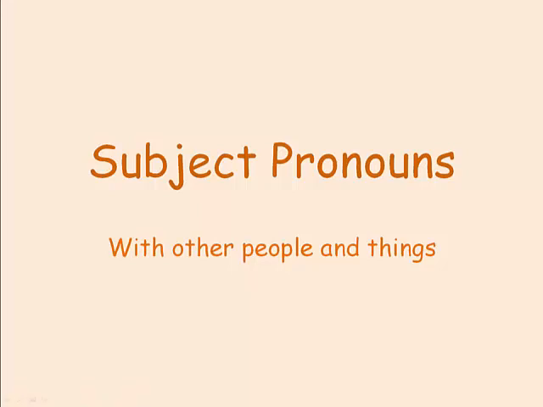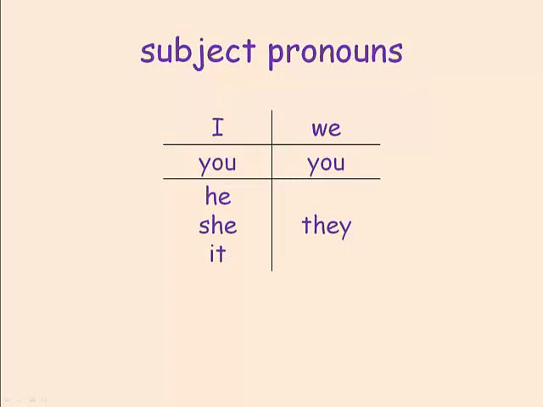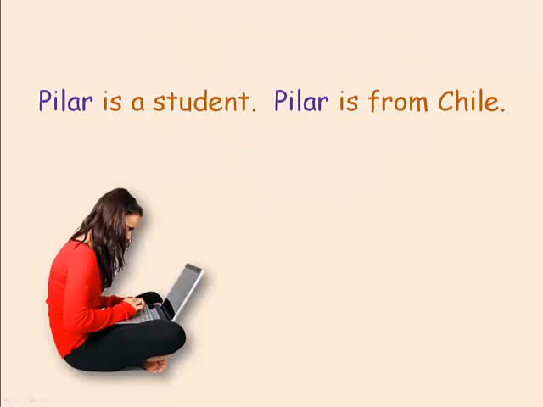Subject pronouns with other people and things. You already know the subject pronouns: I, we, you, he, she, it, and they. Pilar is a student. Pilar is from Chile. But sometimes we don't want to say Pilar, Pilar. Pilar is a student. She is from Chile.